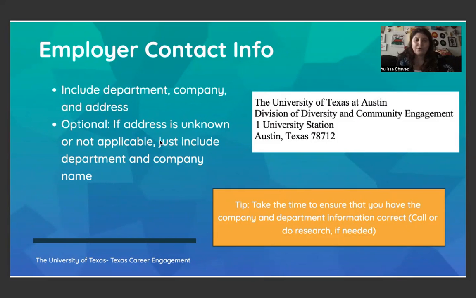If the address is unknown or not applicable, you can just include the department and company name. But again, it is strongly advised to use the address because it does show dedication, it shows research, and it shows that you're detail oriented. You want to take the time to ensure that you have the company and department information correct. You can verify all this info by calling, or you could always use Google or LinkedIn. The actual job description usually has this information as well. The point is you want to have the employer contact info with as much information as possible. And you can do that again by calling or utilizing LinkedIn, the job description, or Google.